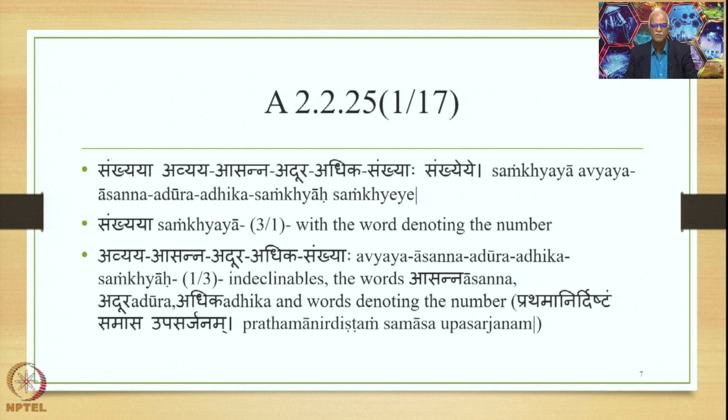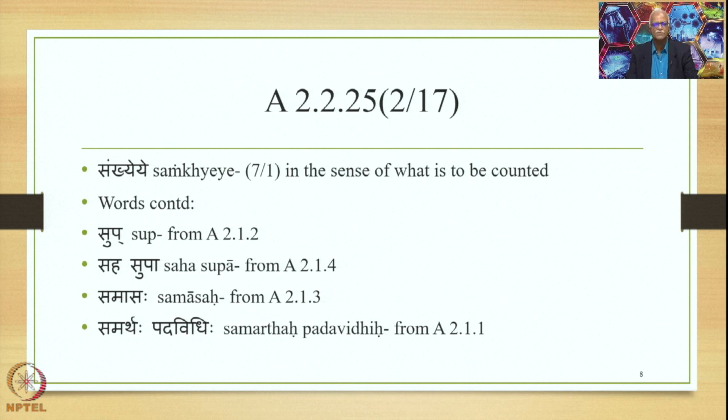So what it means is the indeclinables, and the words Asanna, Adura, Adhika and the words denoting the number. Since this word is mentioned in Prathama Vibhakti, the sutra Prathama Nirdishtam Samasa Upasarjanam applies and terms them as Upasarjana, and then by the sutra Upasarjanam Purvam, these words occupy the initial position of the samasa. And the next word is Sankhyeye, which is Saptami Ekavachana of the word Sankhyeya, 7/1, and this means in the sense of what is to be counted, something that is to be measured. The words continued are Sup from 2.1.2, Saha Supa from 2.1.4, Samasaha from 2.1.3, and Samartha Padavidhi from 2.1.1.